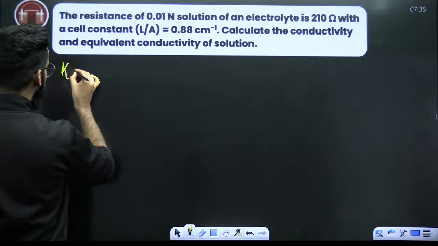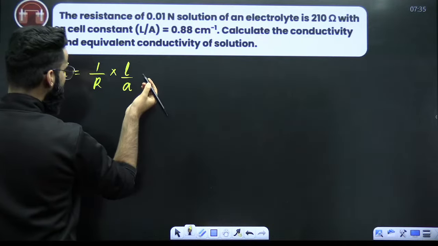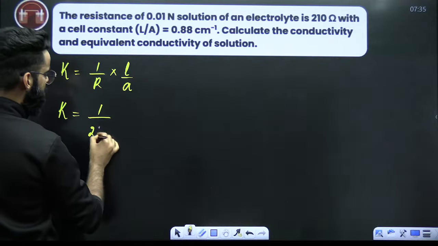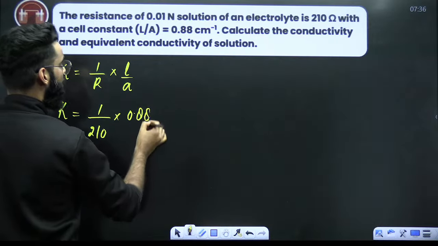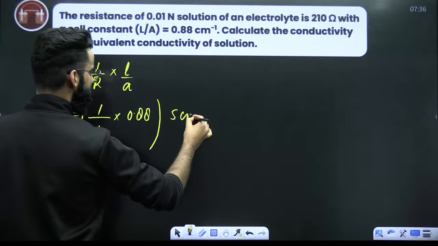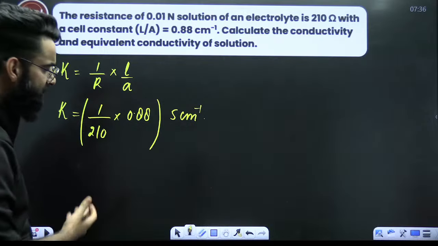Conductivity is kappa, which is equal to 1 divided by R multiplied by L by A, right? So kappa is going to be equal to 1 divided by R. R is resistance, which is 210 ohms. L by A is the cell constant. Cell constant is given to us as 0.88 centimeter inverse, right? When you solve this, you get the answer in Siemens per centimeter. This is your conductivity. This was the first question.